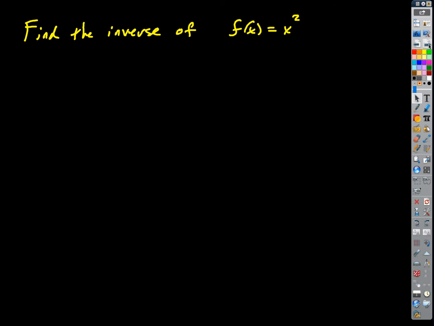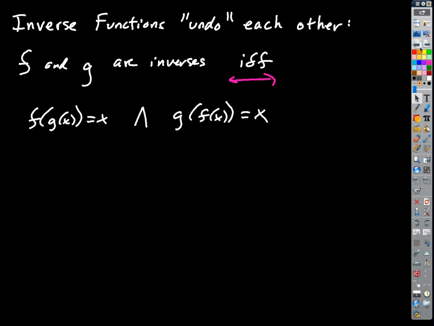Now, real quick, I want you to walk me through this. Help me find the inverse of f of x equals x squared. You know the recipe for finding an inverse. What did we do? If I give you a function or a relation, even if it's not a function, and I want to find the inverse, what's my recipe?